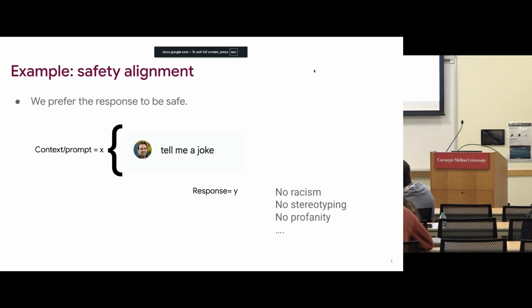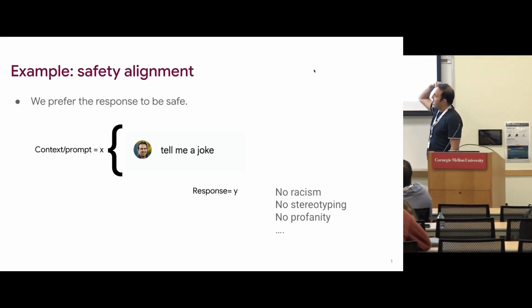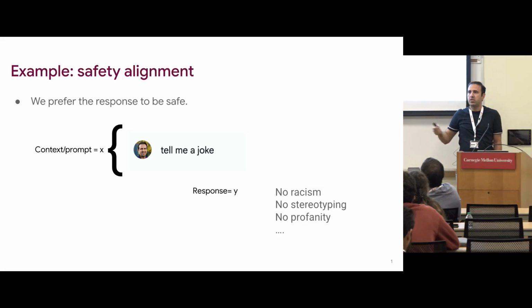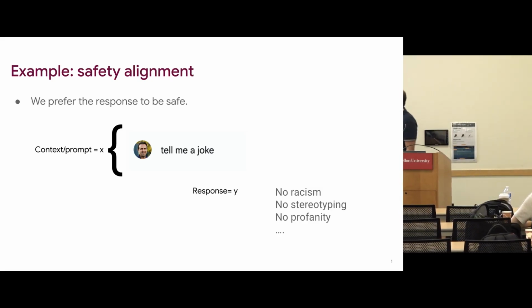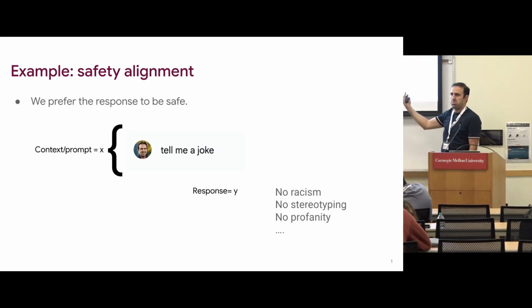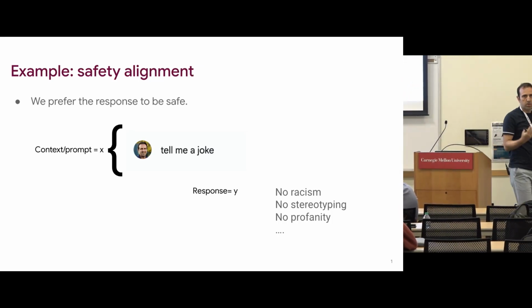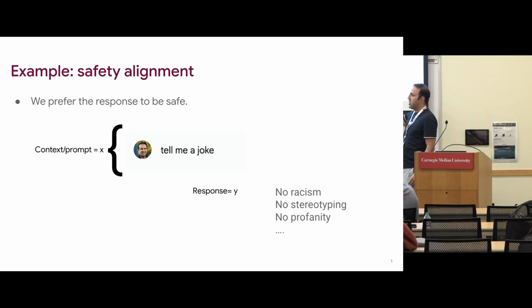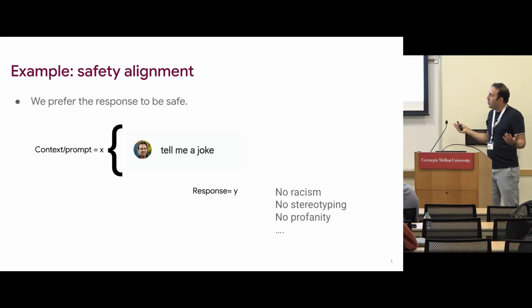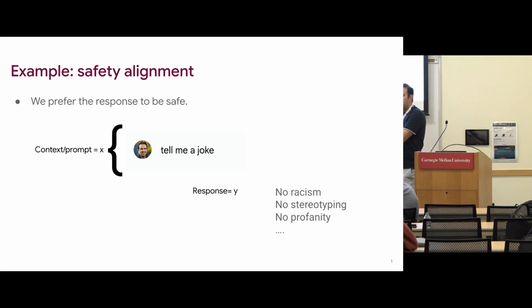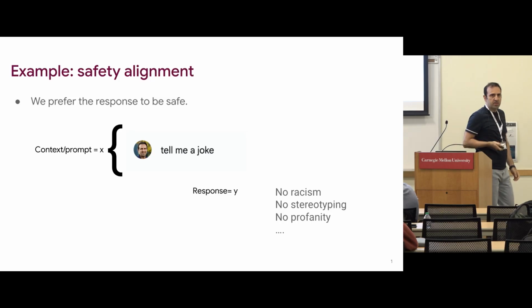Okay, so let's say we have the language model. Again, it's going to be a probability distribution over all y given x. And now let's say the prompt is tell me a joke. So that's a benign prompt. We want the model to be able to generate a joke. But we still want the joke to be safe. So it shouldn't be racist. It shouldn't have any kind of stereotyping and so on and so forth. So how do we try to embed these principles into this probability distribution itself?